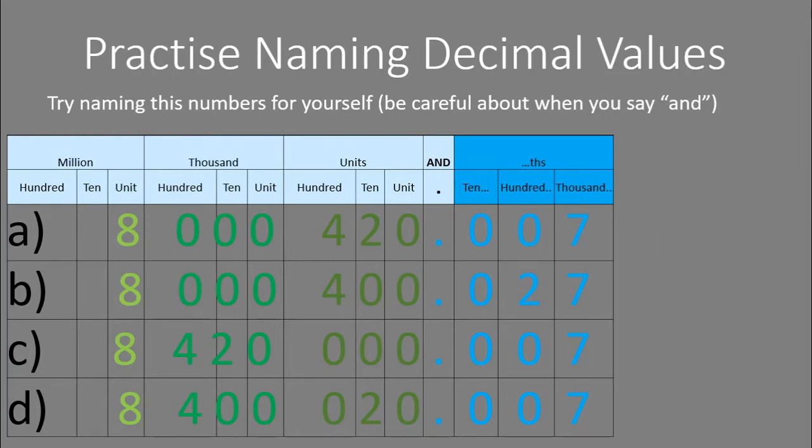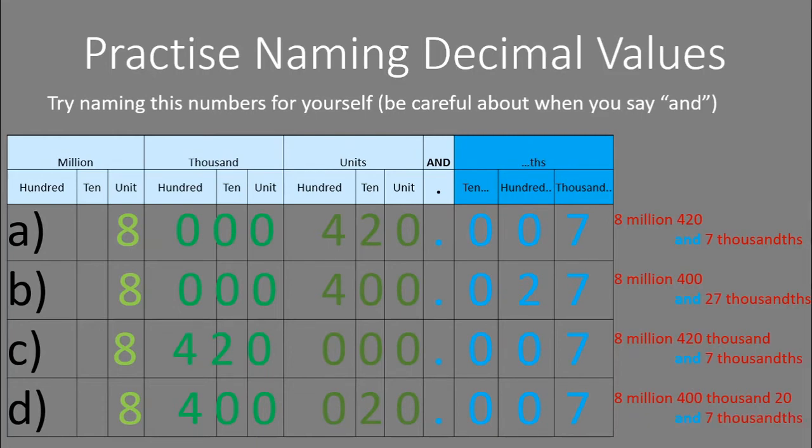Okay, I hope you've had a chance to write that down. Let's take it up. This first one is 8,420 and 7 thousandths. The second question, so part B, is 8,400 and 27 thousandths. Next, we've got 8,420,000 and 7 thousandths. Finally, we've got 8,400,000,020 and 7 thousandths.